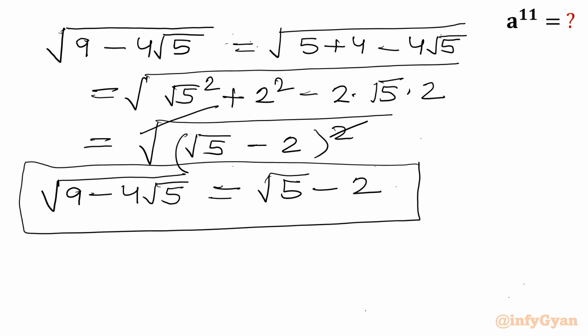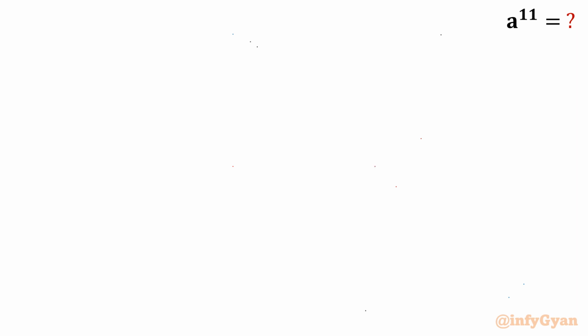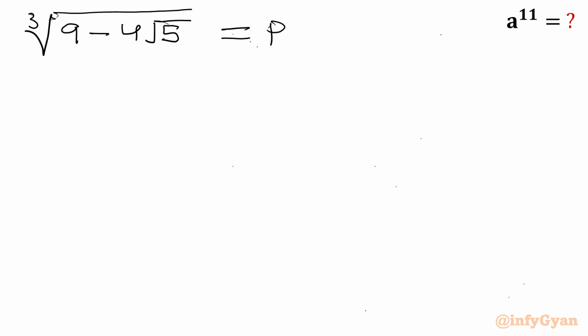Now the term of the cube root. So I will write here cube root of 9 minus 4 square root 5. I will call this equal to p. Because 9 minus 4 root 5 is positive, p will be positive always, so there is no doubt about that. Let us consider cubing both sides. P cube will be 9 minus 4 root 5.